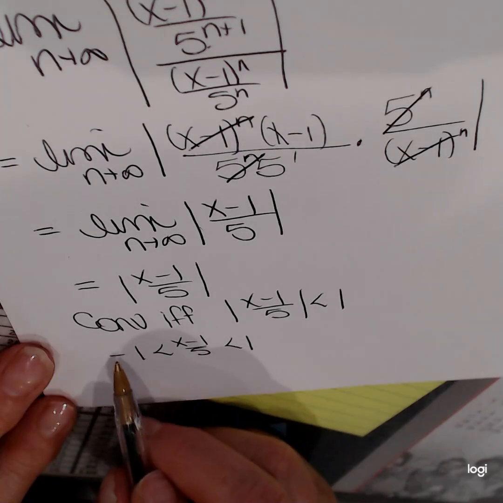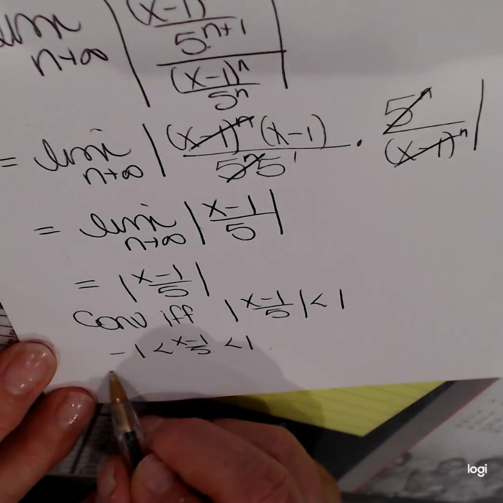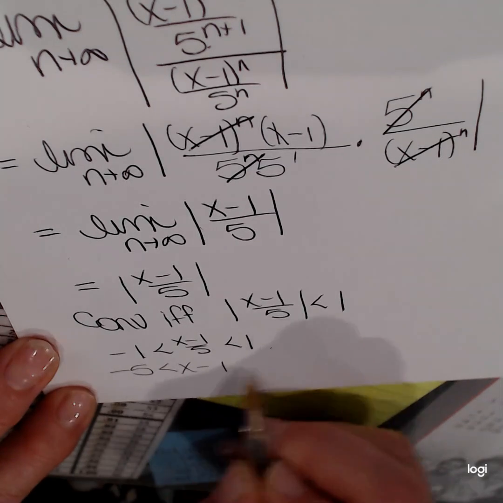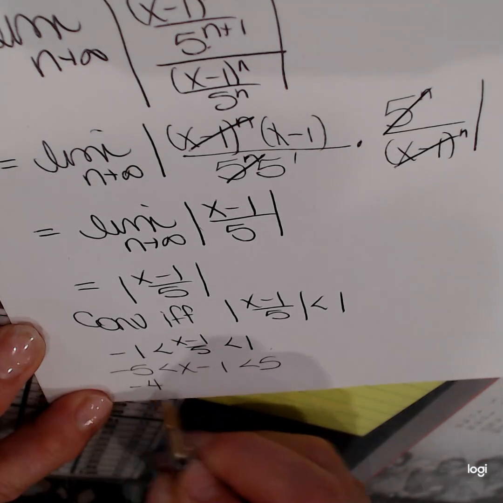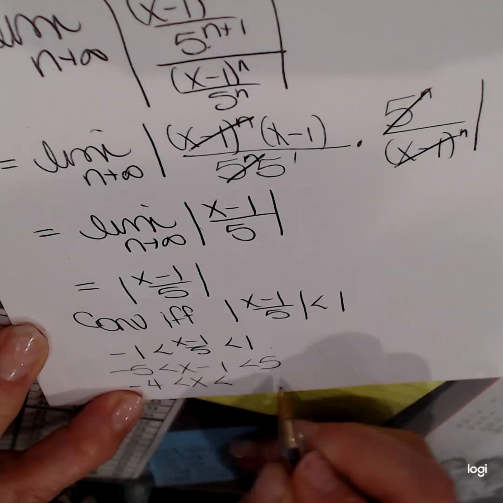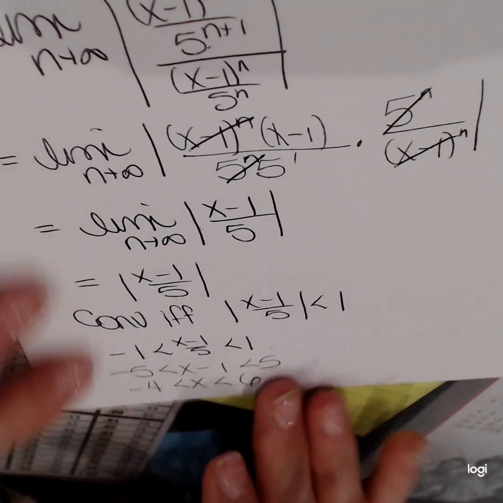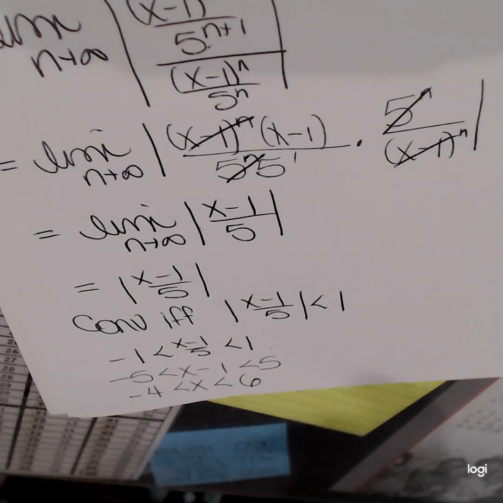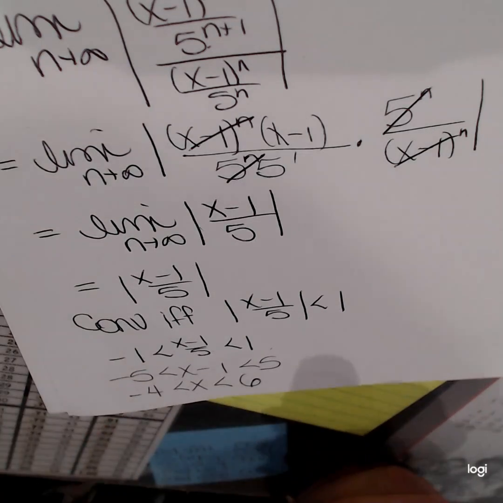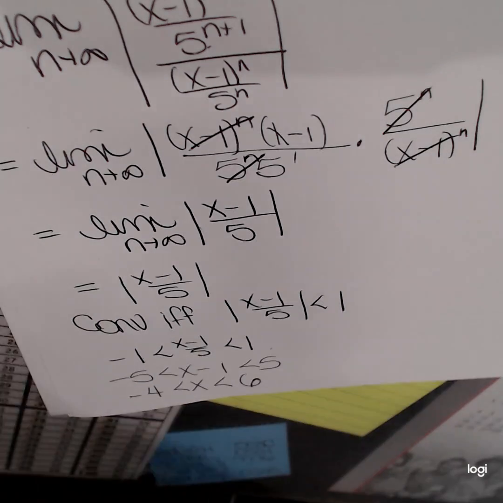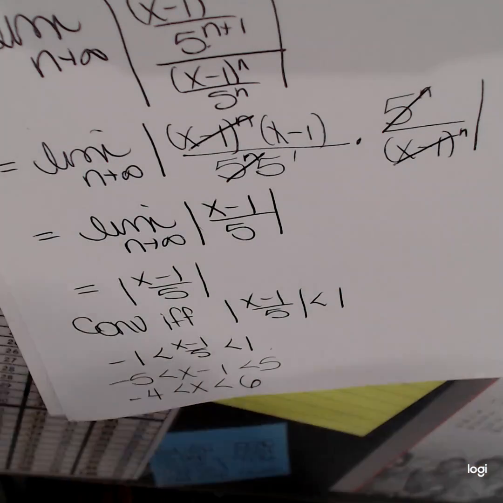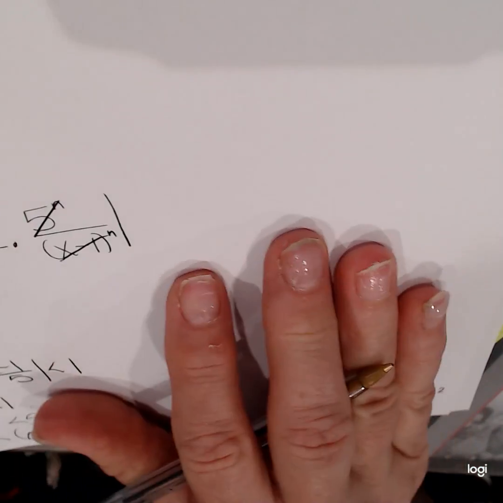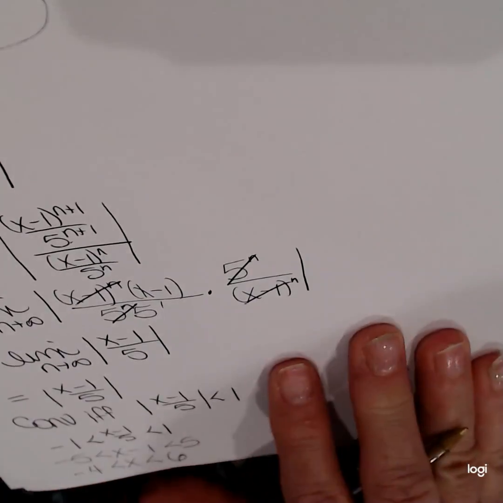The goal is to get x by itself. So I'm going to start by multiplying each and every one of these by 5. So I get negative 5 less than x minus 1 less than 5, and then I simply add 1 to all sides, and I get negative 4 less than x less than 6. So this is at least the open interval of convergence. Now, at this point, we would need to check the endpoints, but I'll go into that in a minute. Bottom line is, this is the way that the long, drawn-out method works. All right. Now, I've condensed this a little bit in the method that I've given you. So let's go back and look at what number 2 tells us to do.